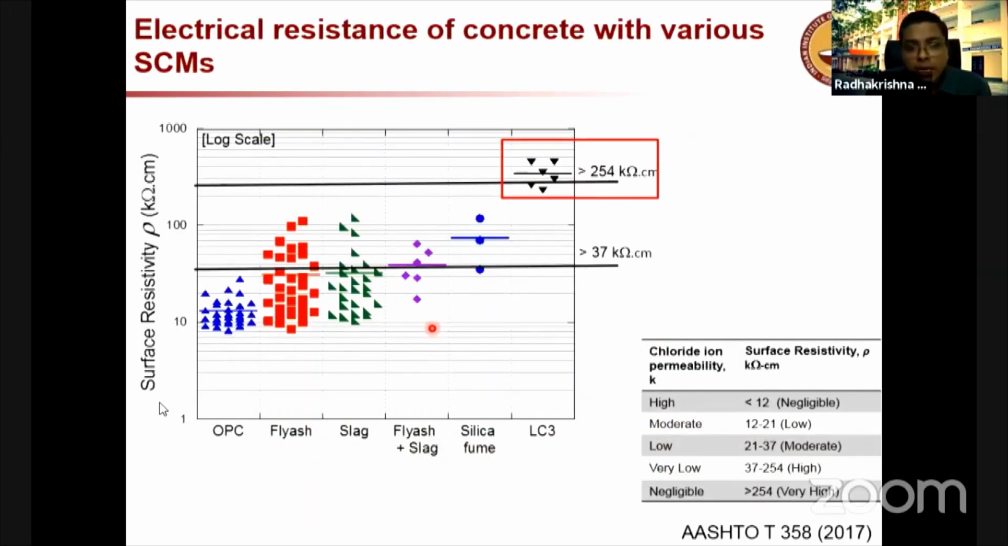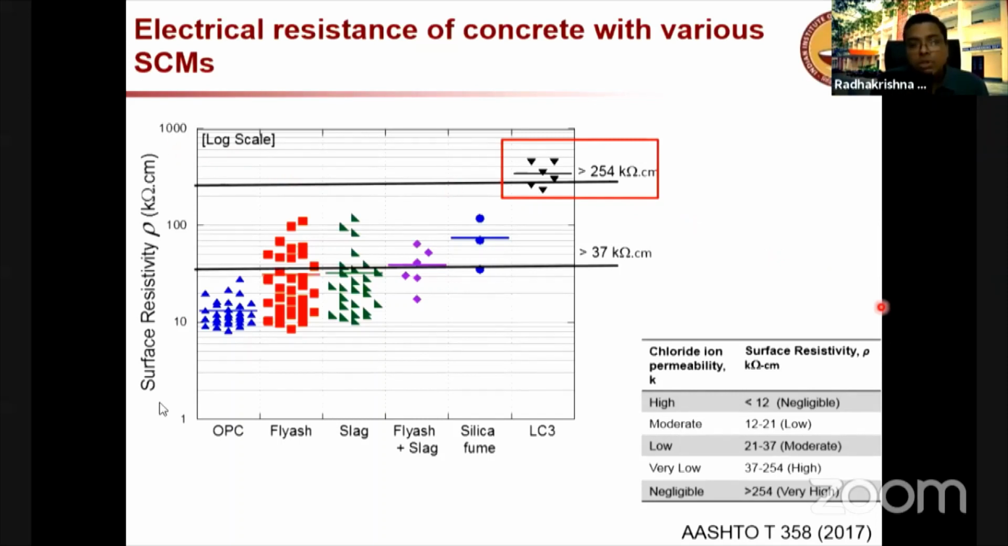Now, there are various types of SCMs which we use. In the morning, we heard about various advantages of using SCM. So here is a plot which shows how different the resistivity of the concrete can be because of the change in the type of binders which we use. This is a log scale on the vertical axis. So there is a lot of difference between this box here and the OPC concrete which is here. Here the resistivity is in the range of 10 to 50, maybe up to the 30s. But when you talk about LC3, you are talking about more than 200 kiloohm centimeters. So there is a significant difference.